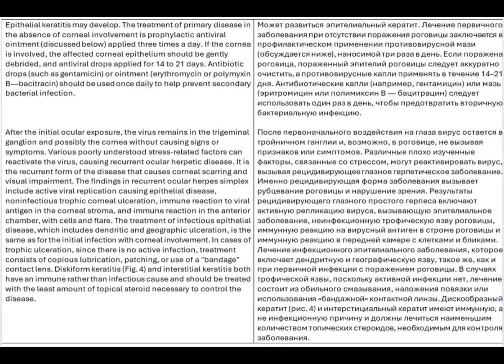The treatment of primary disease in the absence of corneal involvement is prophylactic antiviral ointment, discussed below, applied 3 times a day. If the cornea is involved, the affected corneal epithelium should be gently debrided, and antiviral drops applied for 14 to 21 days. Antibiotic drops, such as gentamicin, or ointment, erythromycin or polymyxin B-bacitracin, should be used once daily to help prevent secondary bacterial infection.